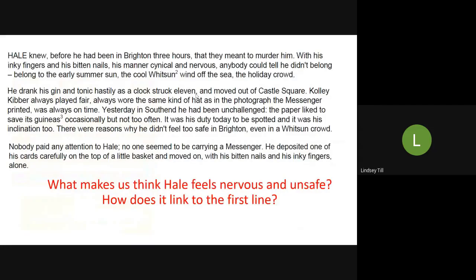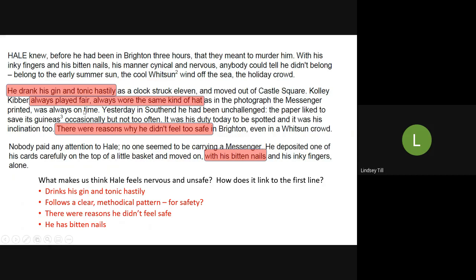Now, let me have a look back at the text. I'm not going to read it all through. It might be useful for you to pause the video here and try and see if you can see some answers within there. What makes us think Hale feels nervous and unsafe? And then how does that link to the first line? Okay, so pause the video, have a read through, and then I will go to the next slide where I've done some answers.